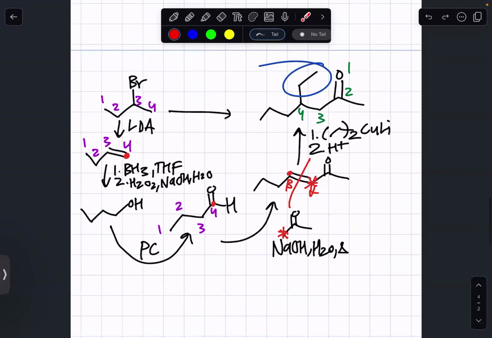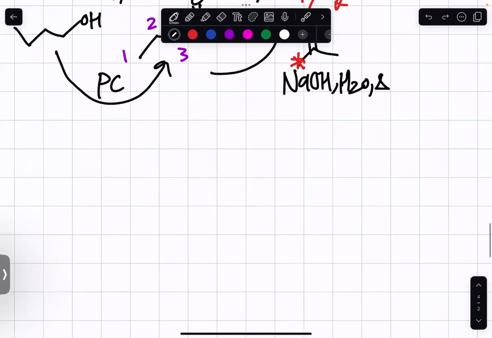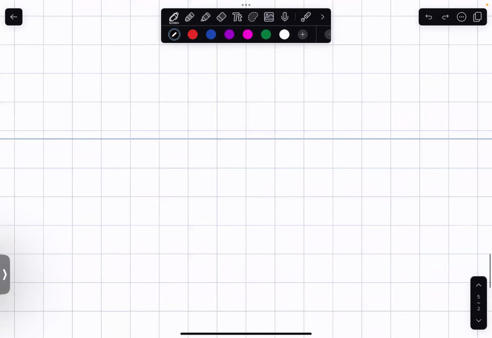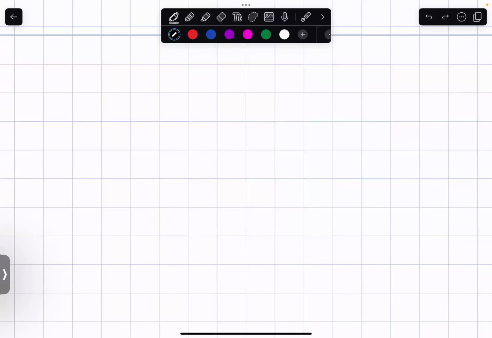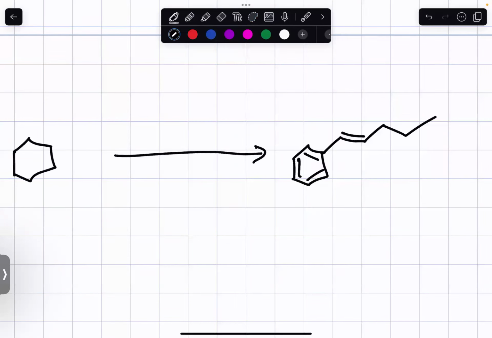Let's see. Oh, let me use this reaction here. I want to use this reaction in synthesis. Okay, let's do this one.